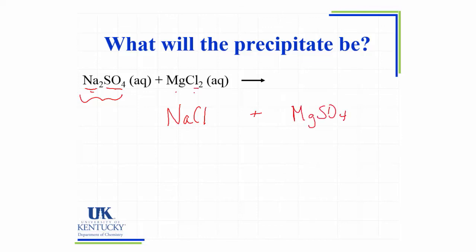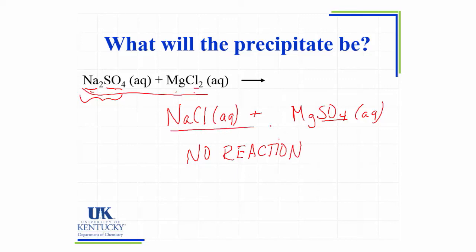Now for sodium chloride, I see that it is soluble in water, and so I mark that as aqueous. I also see that for magnesium sulfate. Sulfates are generally soluble, but magnesium is not one of the exceptions. And so as a result, I actually have no precipitate forming, and so I have no reaction occurring because there's no change in the reactants and products, because all of my reactants and all of my products are going to be dissolved in water. They will be dissociated completely into their ions.